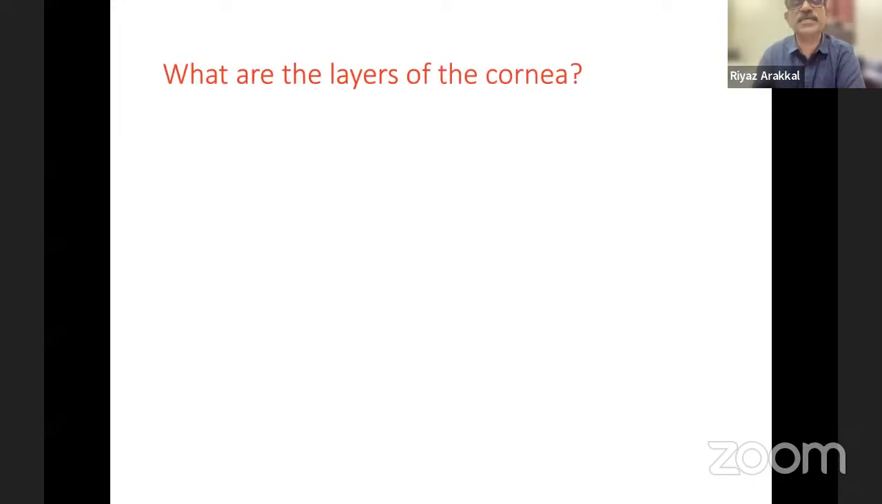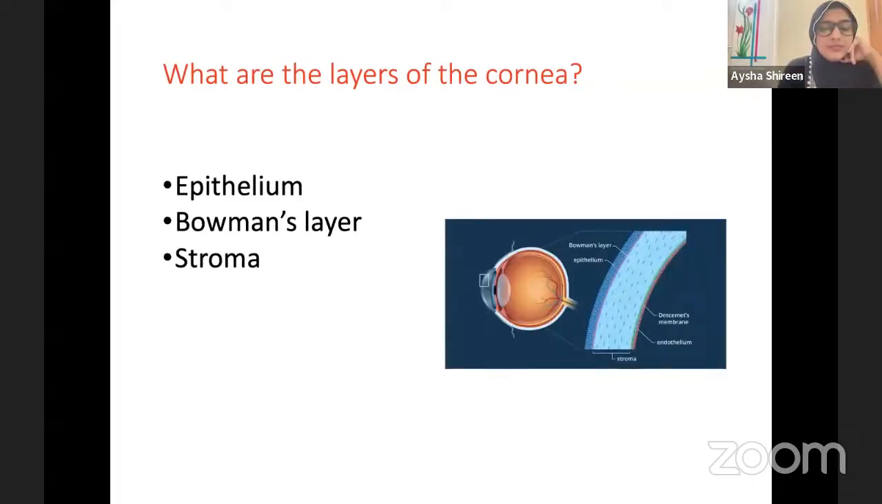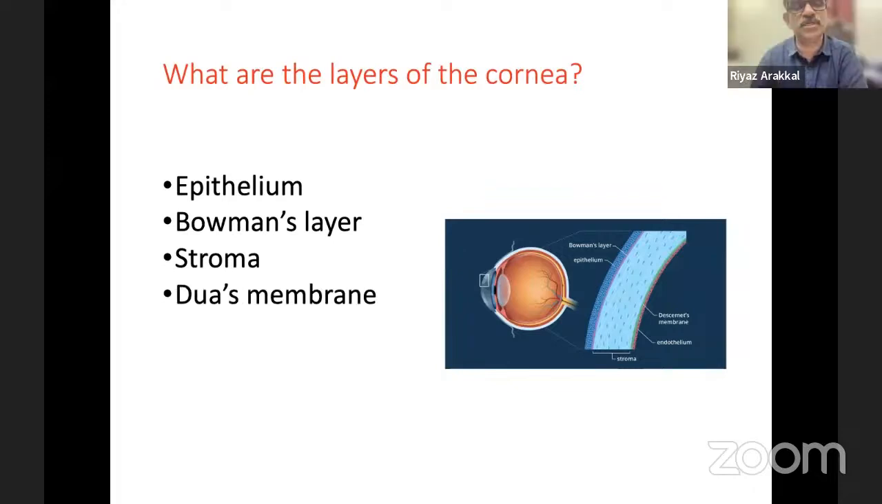Sometimes they may ask you, what are the layers of the cornea? How many layers are there? Six layers. Till recently, I was teaching students that there are only 5 layers. But now we should be proud of the fact that an Indian has described a new layer. What is the layer called? Dua's layer. So epithelium, Bowman's layer, stroma, Dua's layer, described by Harminder Singh Dua in 2013. A very recently described layer.